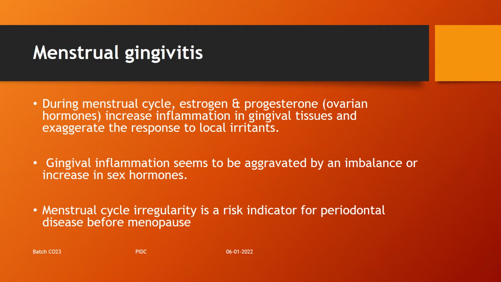So, as we said before, during this menstrual cycle, estrogen and progesterone increase inflammation in gingival tissues, which exacerbates the response to local irritants. So, this inflammation seems to be aggravated by an imbalance or increase in the sex hormones. So, this menstrual cycle irregularity is a risk indicator for periodontal disease before menopause.